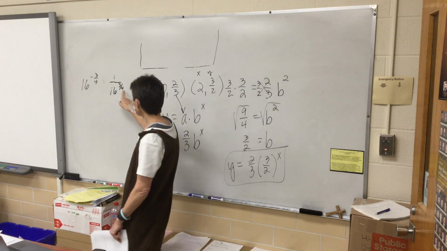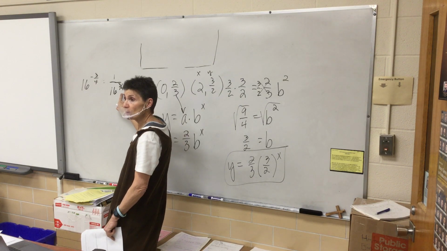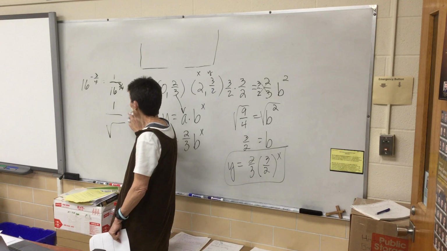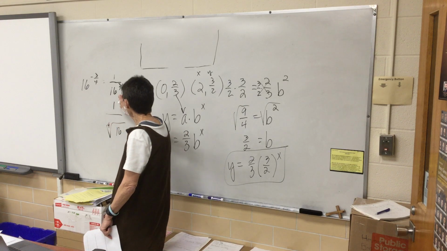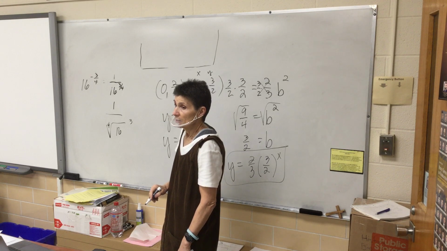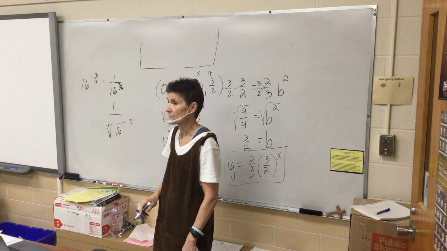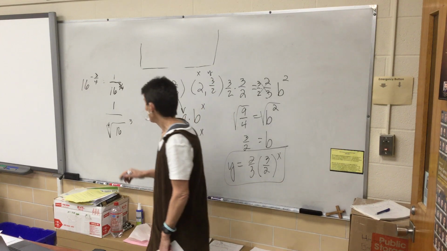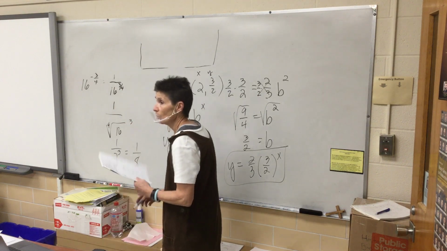Now the second thing you notice is you have a fraction exponent, which means you have a radical. So it's 1 over a radical. Under the radical is 16. The root is 4, and the power is 3. So now you got to figure out what is the 4th root of 16. 2, because 2 times 2 times 2 times 2 is 16. So 1 over 2 cubed, so the answer is 1/8.